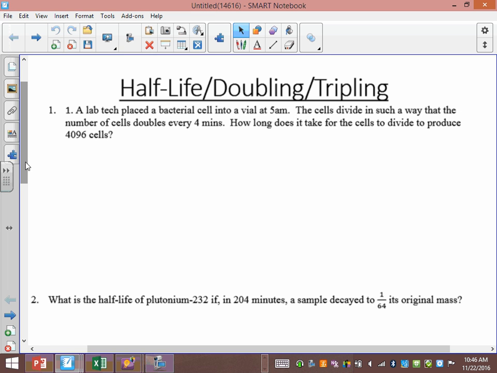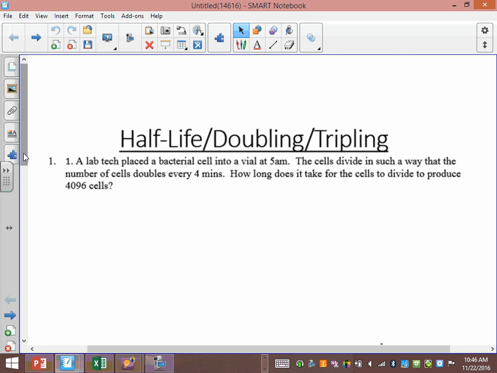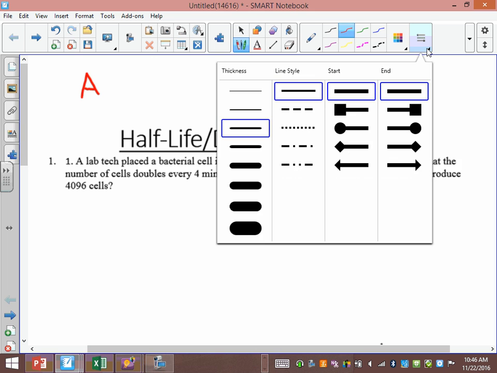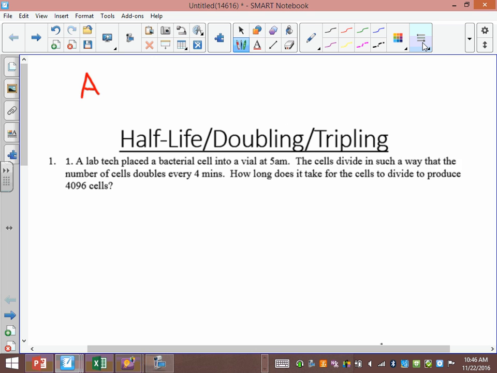Okay, so half-life, doubling, tripling. You're going to write this formula down: A equals P R to the T over P. Okay? So some people write AP, some people write AO, some people write all this stuff. I like writing it in a form like this. You'll sometimes see this with other teachers. This is what I like doing.